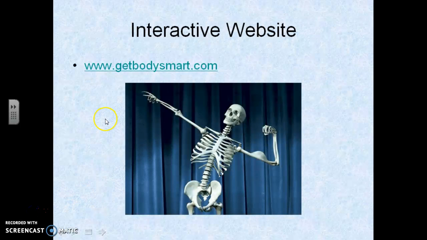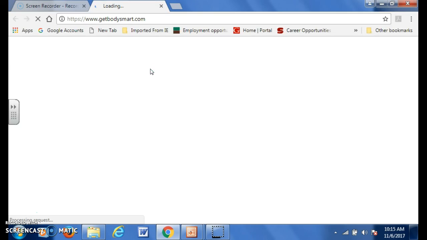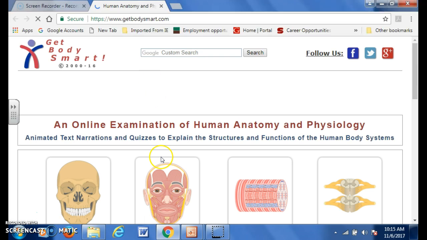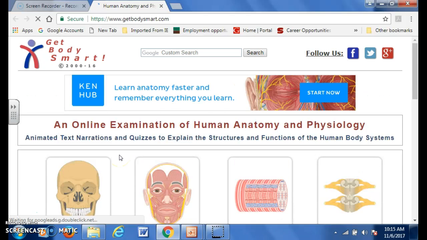This is the website that you'll be using, getbodysmart.com. I'll give you a brief overview of it as we go. Hopefully it loads up all right. It is interactive. It allows you to get different, more in-depth information, and certainly more information than what you need for this course. So don't be overwhelmed. We'll select skeletal system to work.